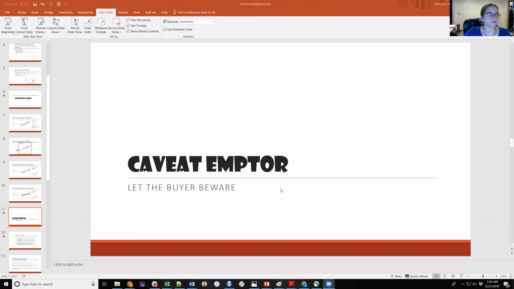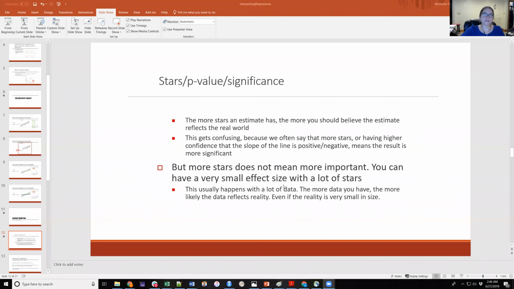Okay, so let the buyer beware. I've been telling you that stars are an indication of how much we believe that our effect is not flat, is not zero. So in the case of Anscombe's quartet, we believed that the slope of that line was in fact positive, that it was not zero. And the more stars that you have, the more confident that you are that it's not zero, the more confident that you should be that the estimate reflects the real world in the sense that it is positive. Or if you had different sets of data, you might say that it was negative.